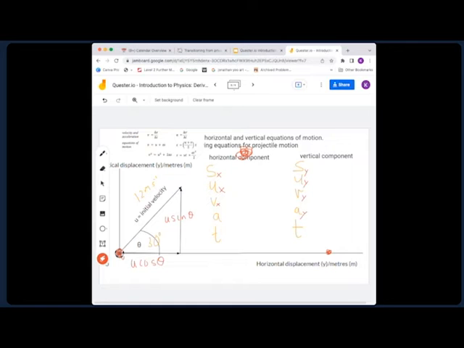So I mentioned before, the horizontal components stay the same, and yes, the horizontal components stay the same. It doesn't accelerate, it doesn't get slower. The horizontal component stays the same throughout its time of flight, so therefore we don't need this acceleration.